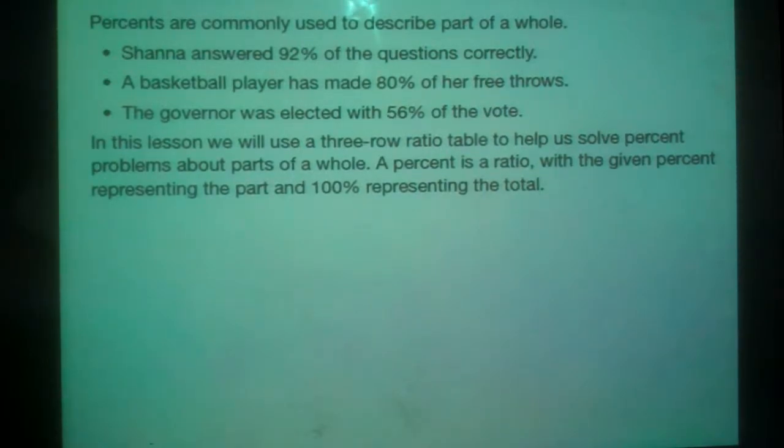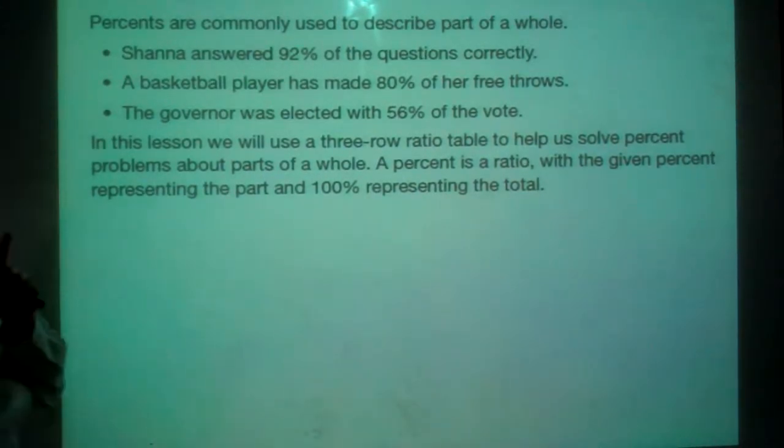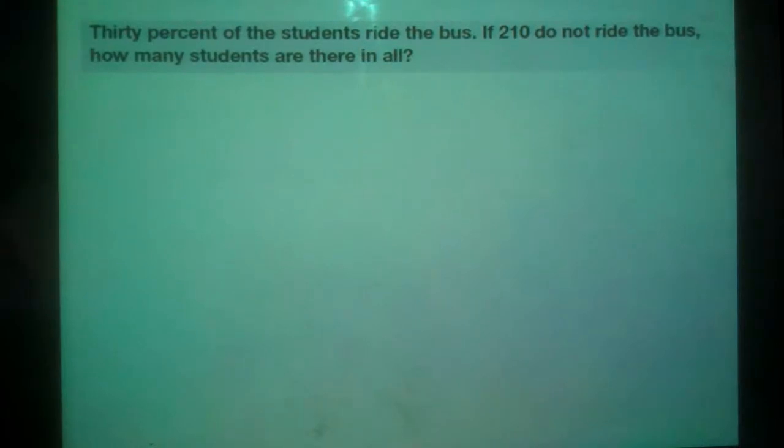And it says in this lesson we'll use a 3-row ratio table to help us solve percent problems about parts of a whole. Percent is a ratio with the given percent representing the part and 100% representing the total. So we're going to use a ratio table that we've used very recently and something we've become familiar with. So that will be helpful. But there are different ways to do these.